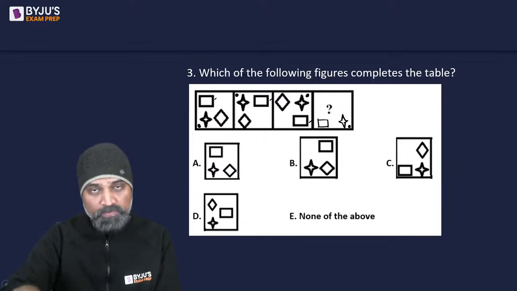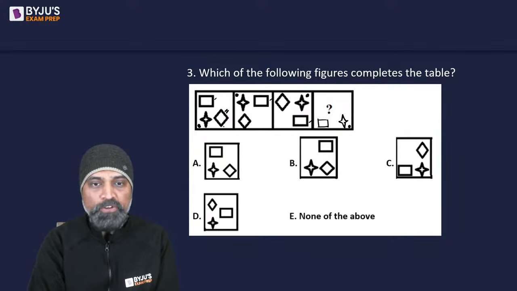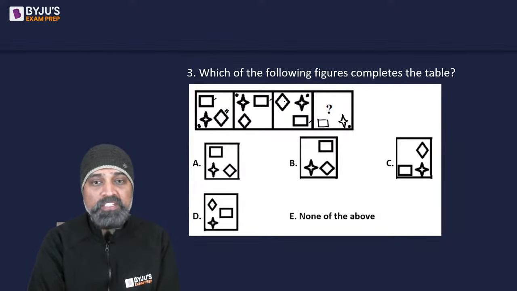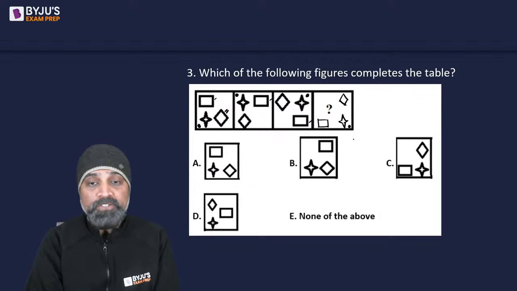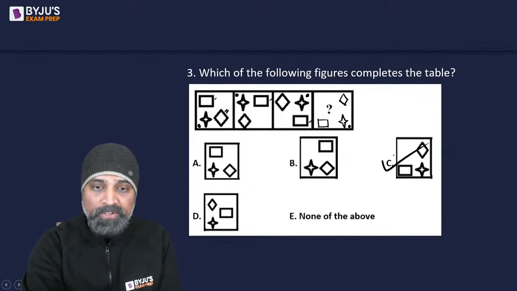So the symbols are moving in the clockwise direction, right? Similarly, if you follow the rhombus, it was in southeast, it moved to southwest, it moved to northeast. Now the turn is to go to the northwest to northeast, right? So C is the appropriate figure, right?